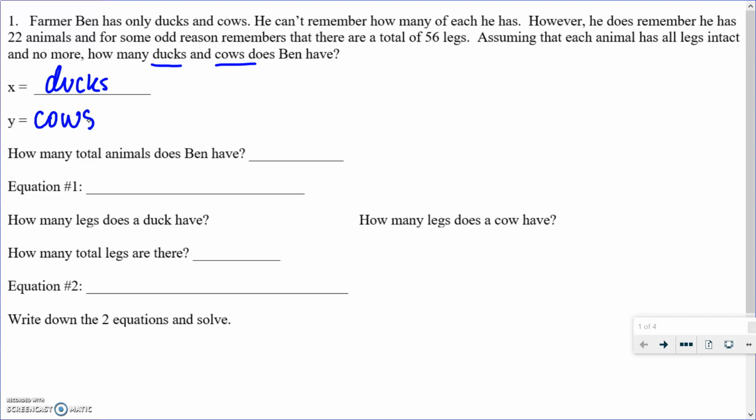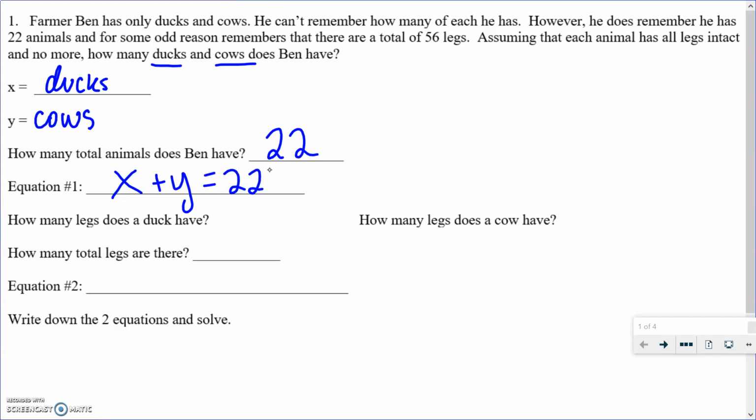Okay? And this is kind of nice because it's set up for you to try to get these equations set up step by step. It won't always be set up quite like this, but today when we start, this is how we're going to look at these. So the next piece is how many total animals does Ben have? And it says he has 22 in the problem. So the number of ducks and the number of cows should be equal to 22. So we're going to put that in equation form. So ducks plus cows is equal to 22.